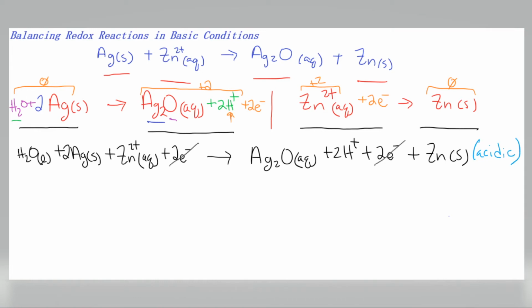You'd stop here. But we need to answer the question if it were in basic conditions. So what you do is you add OH minus to the solution. But you need to add it to wherever you see the protons. However many protons there are, you add that many OH minuses. So you'd add 2. Remember, an OH minus and an H plus becomes water. But wherever you added something on one side of the reaction, you have to add it to the other.